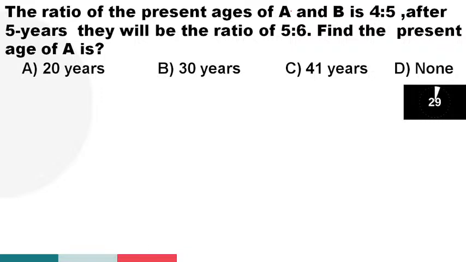The ratio of the present ages of A and B is 4:5. After 5 years, they will be the ratio of 5:6. Find the present age of A.